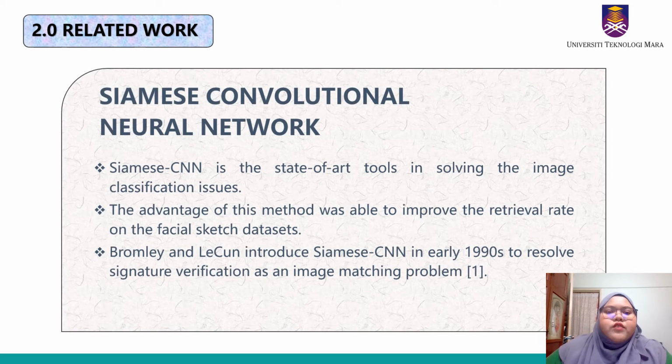Siamese convolutional neural network, also known as Siamese-CNN, is a state-of-the-art tool in solving image classification issues. The advantage of this method is that it is able to improve the retrieval rate on the facial sketch dataset. Bromley and Lecun introduced Siamese-CNN in the early 1990s to resolve signature verification as an image matching problem.